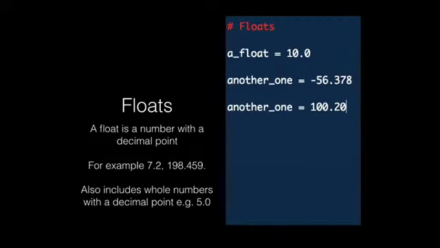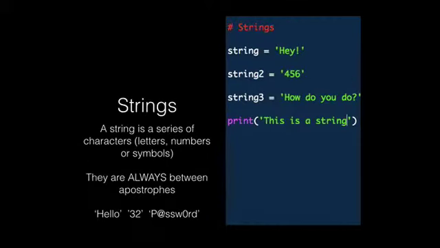A float is a number with a decimal point. For example, 7.2, 198.459. It also includes whole numbers with a decimal point. Example 5.0. A string is a series of characters, and by characters I mean letters or numbers or symbols such as the @ or exclamation marks. They are always in between apostrophes.